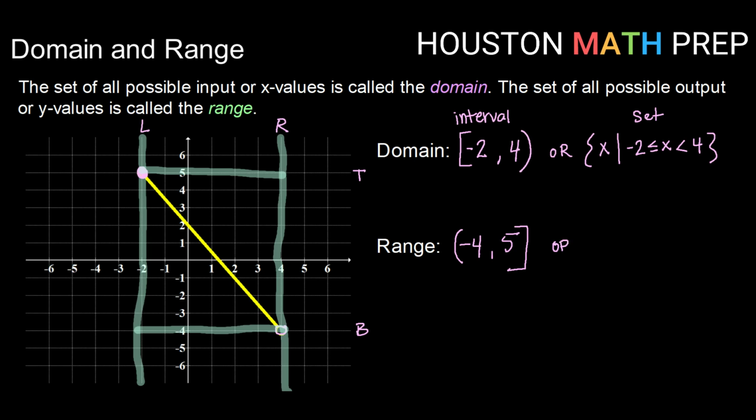Or if I want to use set notation, then the range here is the set of all y values such that y is between -4 and 5. -4 is not included, so we're going to use strictly y greater than -4. And 5 is included, so we're going to put less than or equal to there. And then close with a curly bracket.